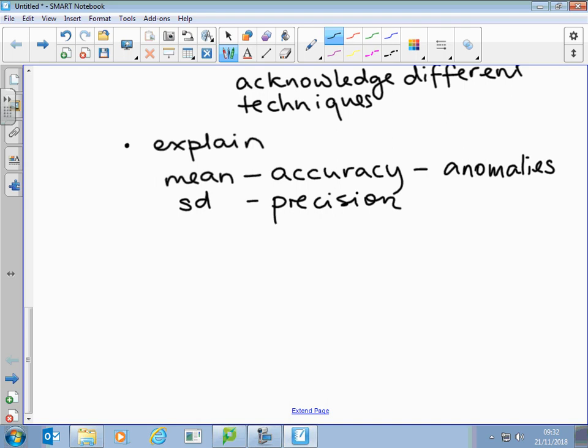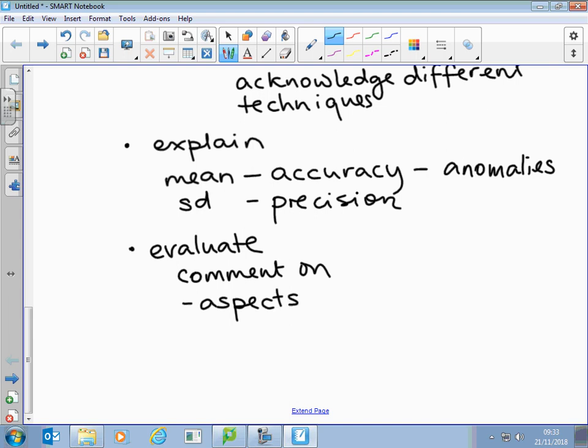What else do we need to do? We also need to evaluate how well we think it went. So comment on aspects of procedure. You could comment on, compare with some of the ones that are in Kaczynski.